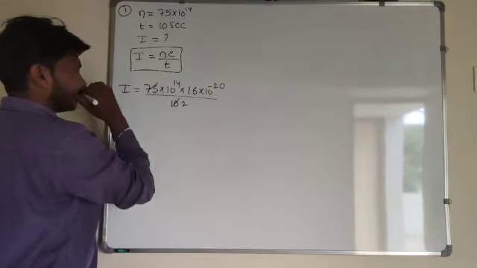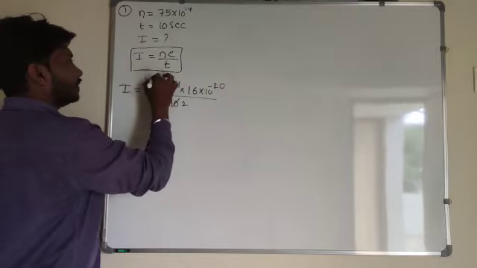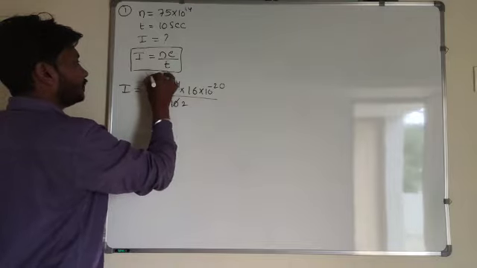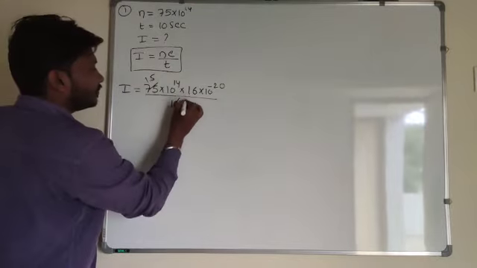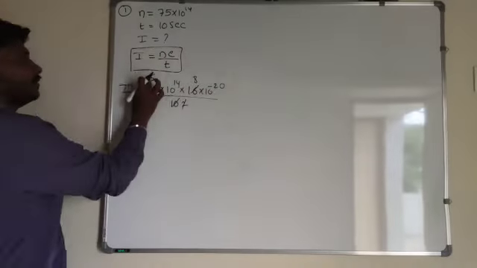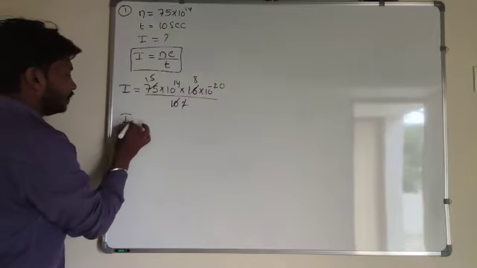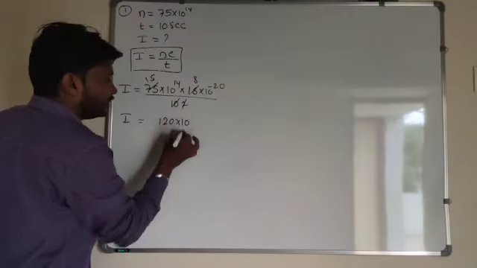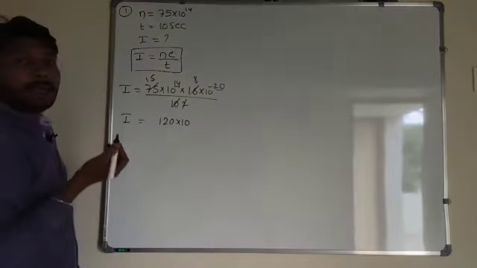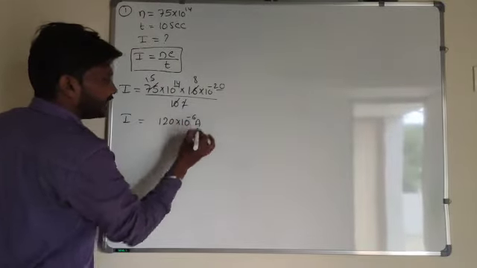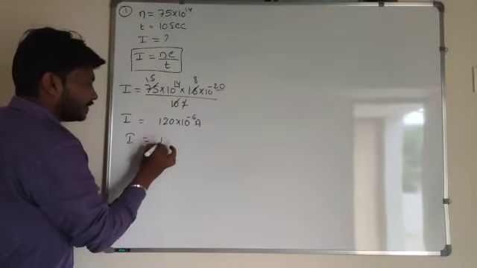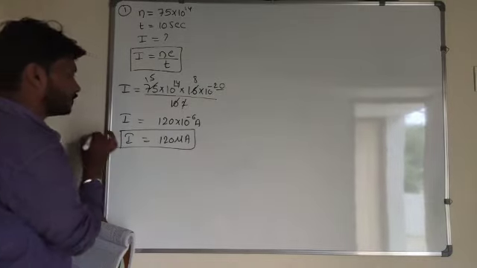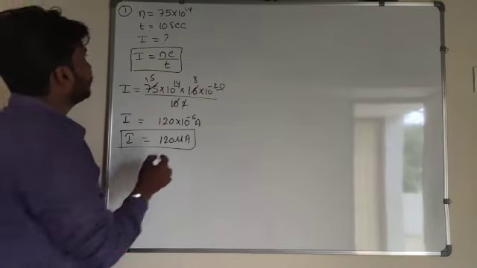5 2s are 10, 5 5s are 25, then 2 1s are 2, 8 into 15 is, so 15 into 8 means 120 here. So 120 into 10 to the power of plus 14 minus 20, so that is 10 to the power of minus 6 ampere. So the current I is equal to 120 microamps. What is the current value here? The current value is 120 microamps.